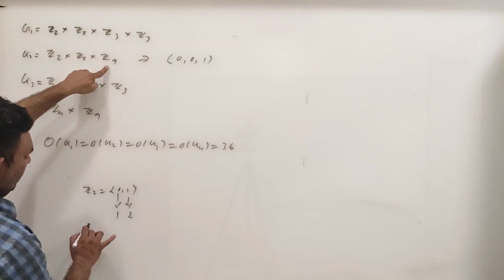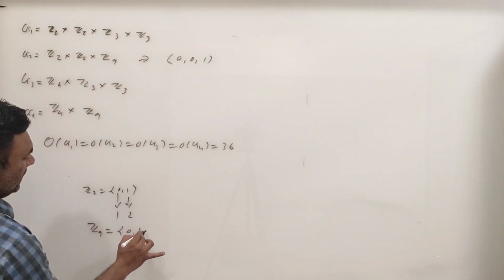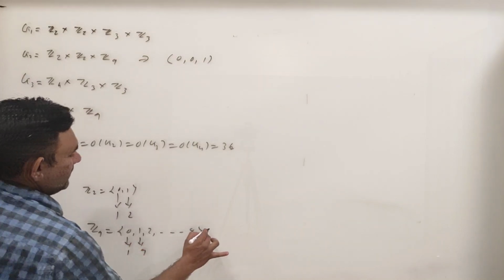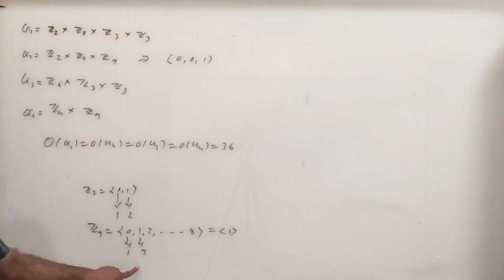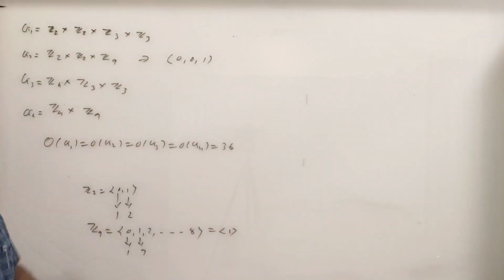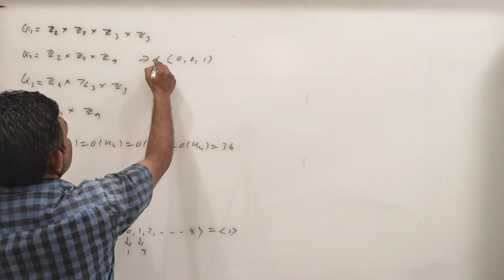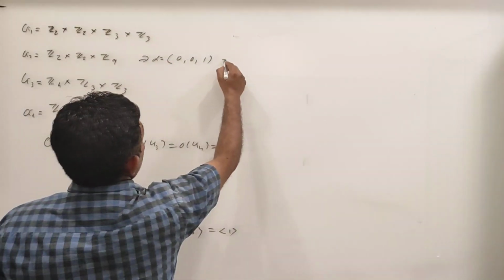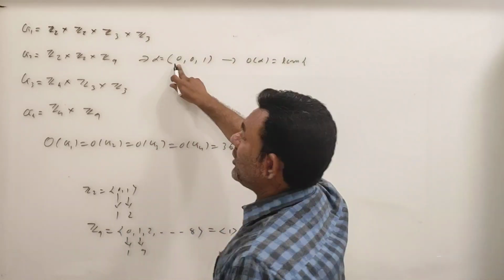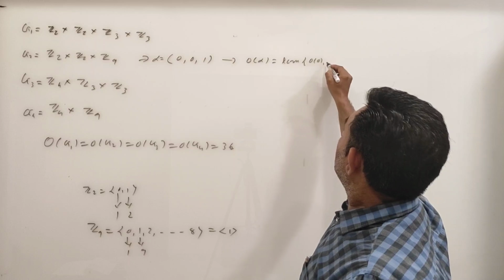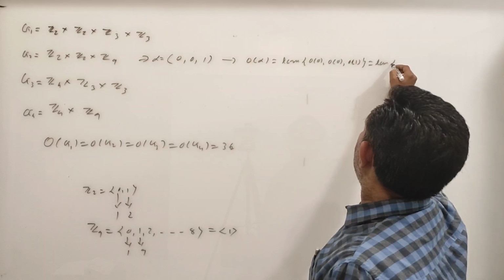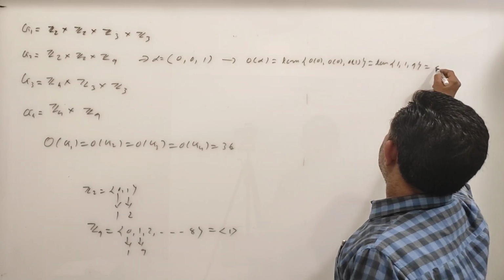And in Z9, what do I have? 0, 1, 2 up to 8. So the order of 0 is 1 and the order of 1 is 9, because 1 is a generator, so its order is 9. Right? So I will consider 0, 0 and 1. If I consider this as alpha, then the order of alpha is the LCM of the order of 0, the order of 0 and the order of 1. That is the LCM of 1, 1 and 9, and it is 9.